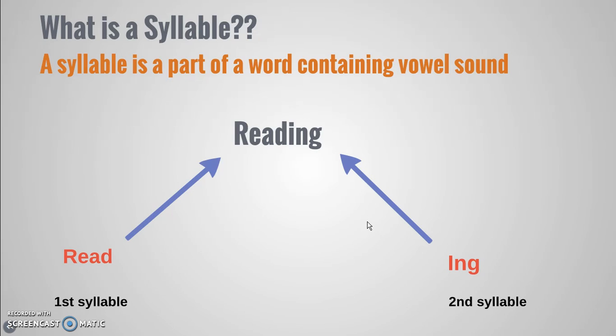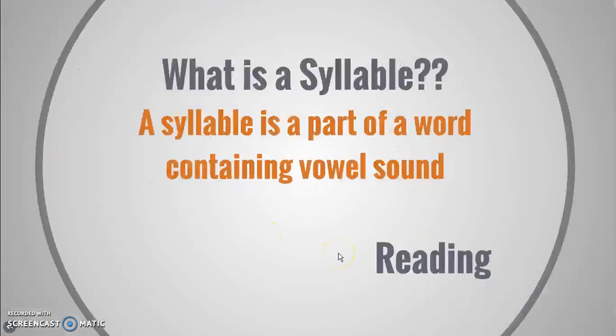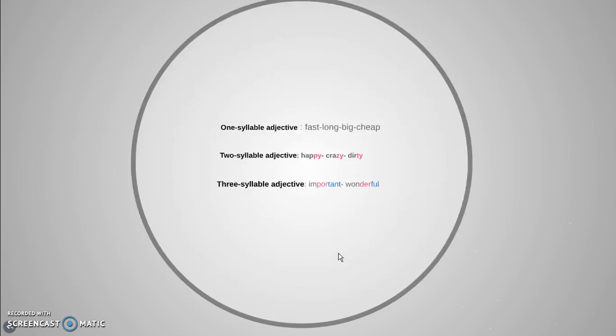So let's explore this example together. A syllable is a part of a word containing a vowel sound. For example, if we take this word reading, it is composed of 2 syllables. The first one is read. The second one is ing. So, reading.